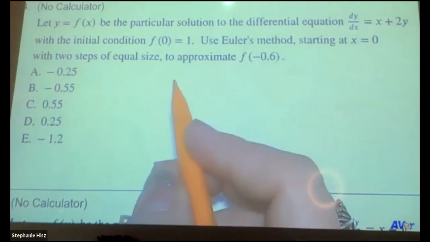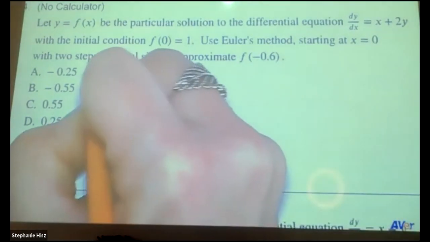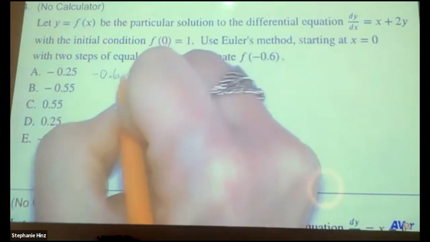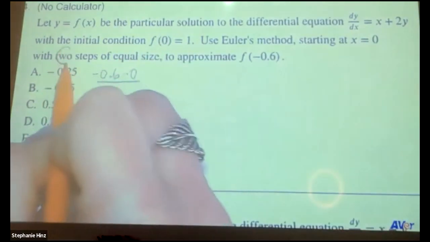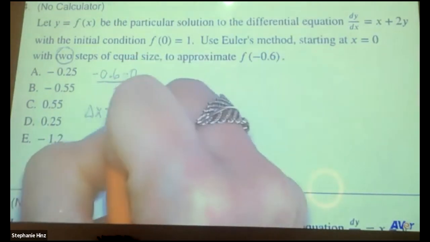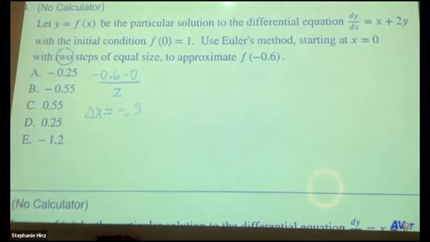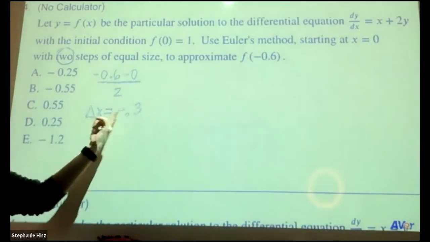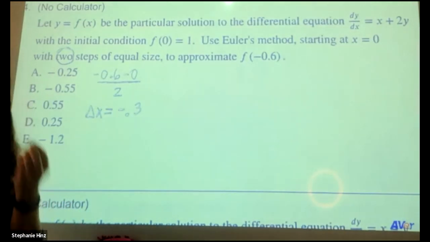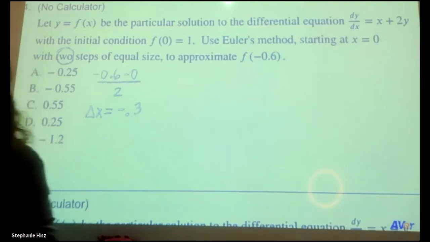So we want to find our delta x. Our ending point is negative 0.6. Our starting point is 0. We want 2 steps of equal size. So this time our delta x is negative 0.3. And that's a change, because before we always had a positive delta x. When we set up our chart, we started with our x value and we added that delta x each time. We're going to subtract this time.